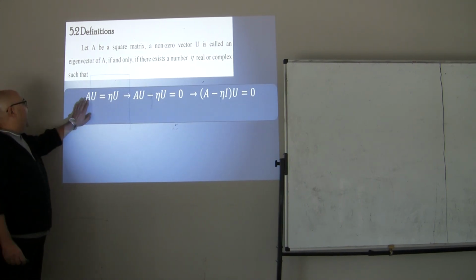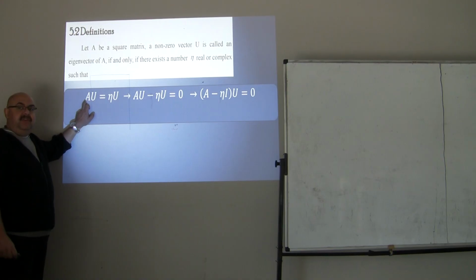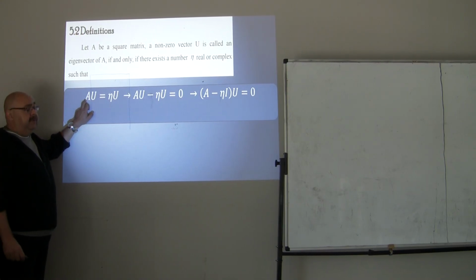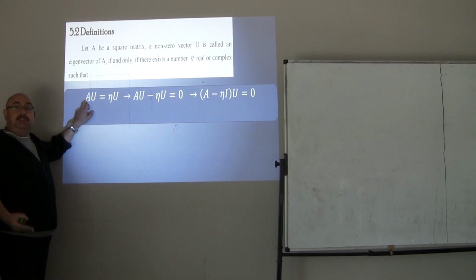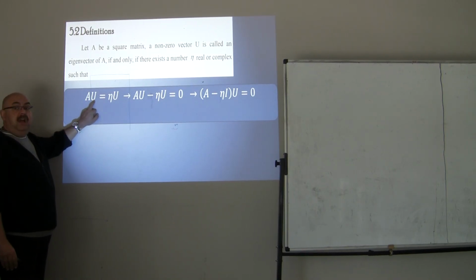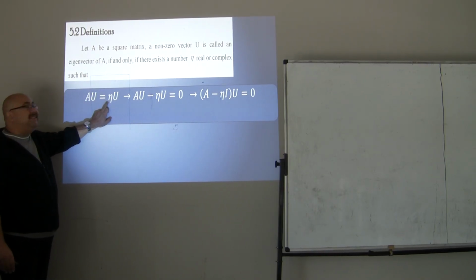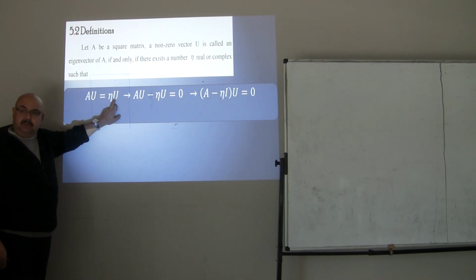Once more, if I have A times u, where A is a general matrix, preferably a symmetric matrix, as we will see down the road from the quadratic forms, and u is the vector that we are dealing with, we will find that A times u is equal to a certain scalar value eta times u.